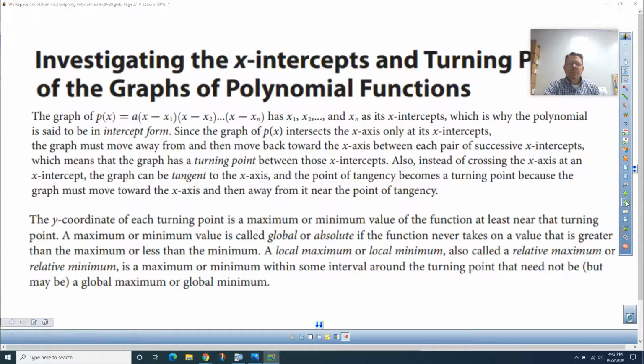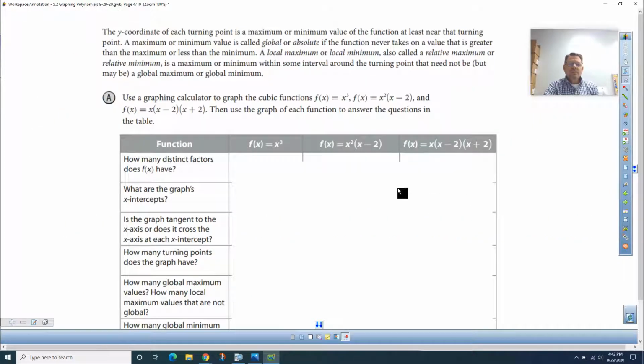Now we're ready to jump over here. So we've gone through all of these terms. We talked about intercept form, turning points, tangency, our global and absolute max and mins, lots of these things right through here. All very important stuff. You can go through and read all that for detail if you want to. Just pause it and read through that if you want to look at the details. But that sets us up for this little chart to walk through here.